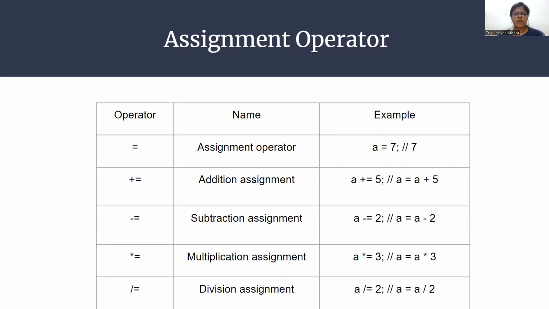So the assignment operator. The equal sign is the assignment operator, and it is mainly used to assign a value. First is a equal to 7, so we are assigning the value 7 to a. Next is addition assignment, for example a plus equal to 5. So we first add, a equal to a plus 5, and after adding 5 to a, we store the value in the variable a. Similarly, we have performed the operations with minus equal to, multiplication equal to, and division equal to.